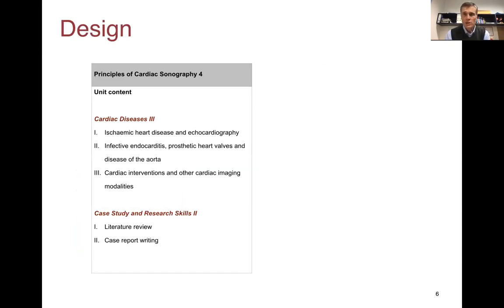So in terms of the design this semester, no surprises. There'll be principles and there'll be practice. In the Principles of Cardiac Sonography 4, we're looking at more diseases, especially ischemic heart disease, but also at endocarditis, prosthetic valves, and diseases of the aorta. There's a typo there at the bottom. There'll be a research report and a case report. I apologise for the typo, but it's correct in the learning guide, and we'll go to that in a moment.